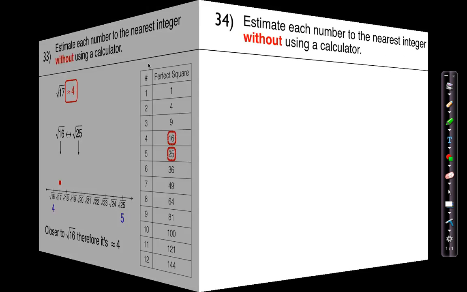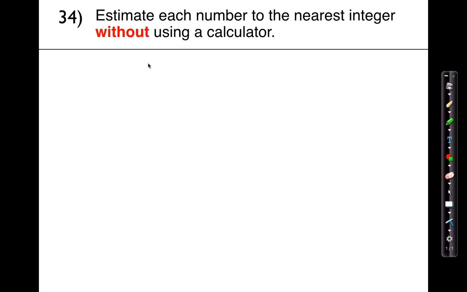Okay. Number 34. I'm just going to go over 2 more examples with you, and then I'm going to have you try some on your own. So here, the square root of 35. I'm going to say it falls between the square root of 25 and the square root of 36. Square root of 25 is 5. Square root of 36 is 6.